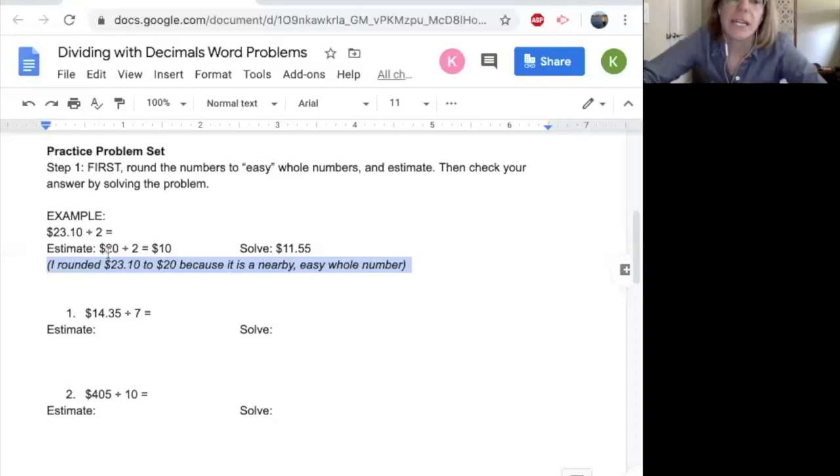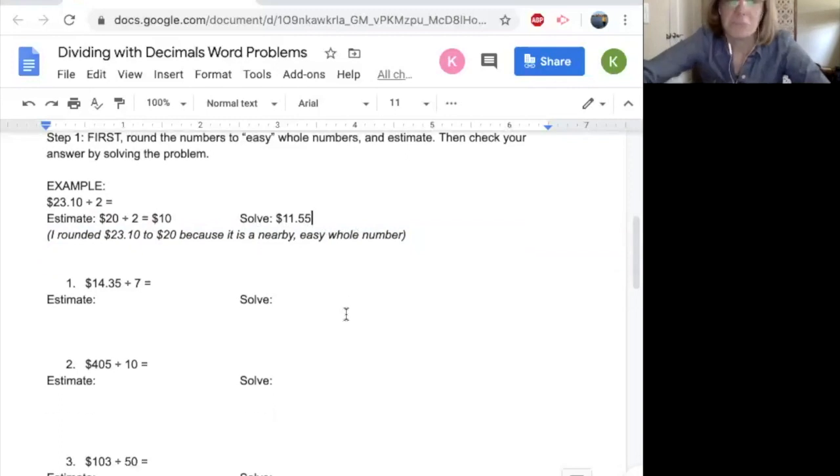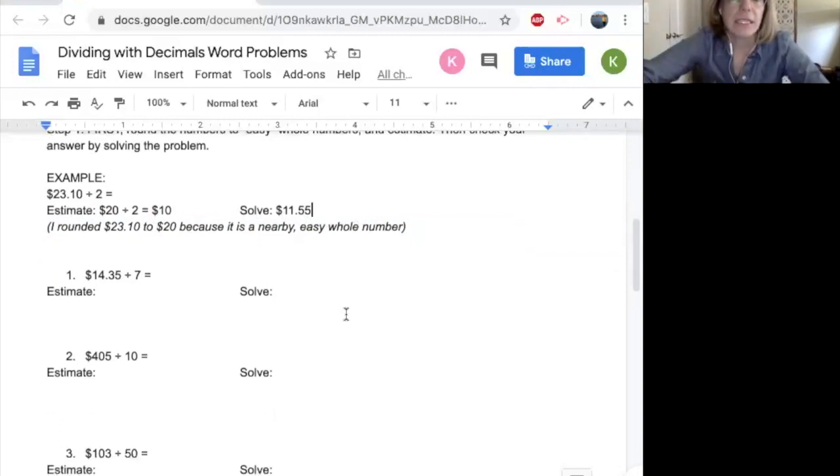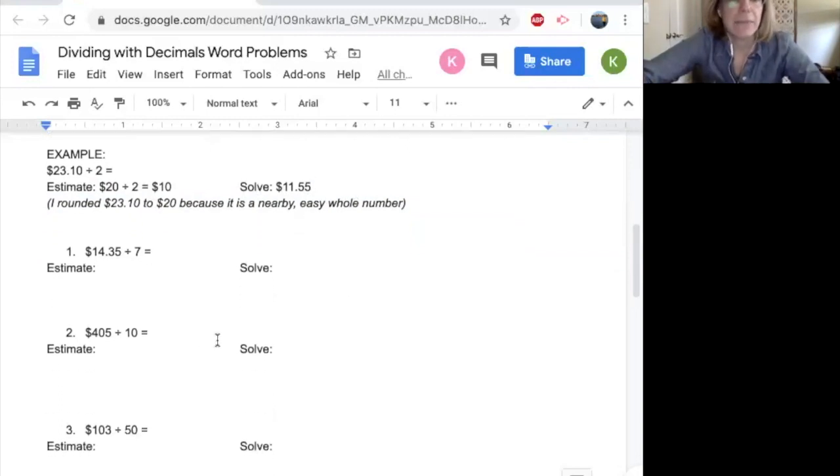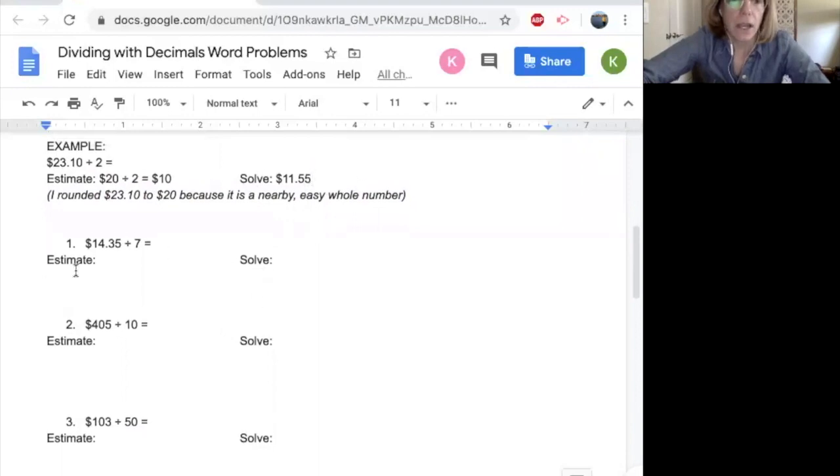Okay, so when I divide 20 by 2, I get 10. And then when I solve it out the long way, which we're gonna do, I get $11.55. And that is pretty close. That works. All right, so let's apply that to number 1. Let's get to business here. What is number 1, Onion?